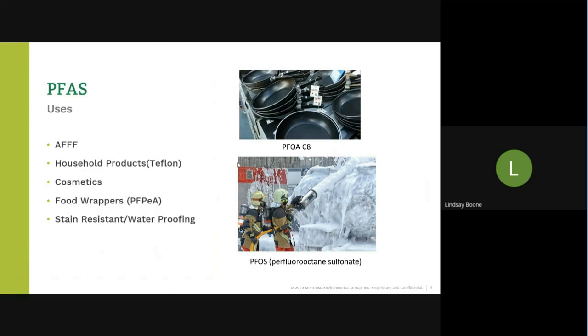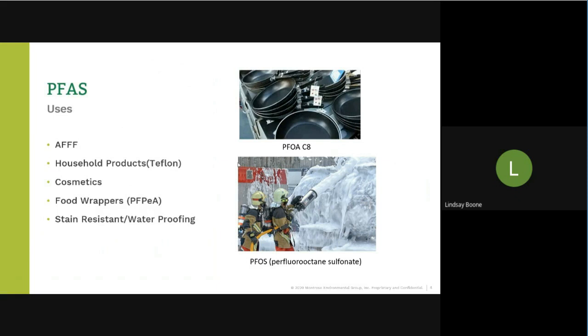So where there was a lot of industry and a lot of firefighting training activity going on, you could really saturate an area. Household products like Teflon we spoke about. And then PFAS are used in a lot of different consumer products. One of the highest hits that I've seen in our laboratory was actually in a woman's eye makeup, and it was a 6,000 parts per trillion hit for PFOS.